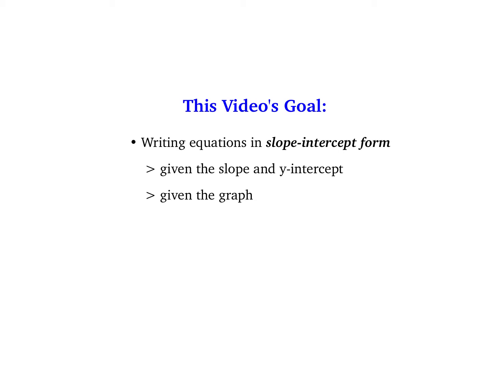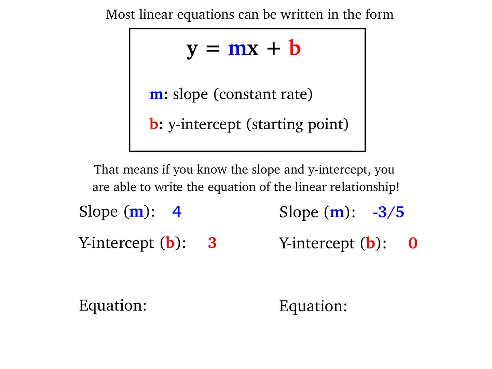In this video, we're going to learn how to go backwards. So instead of starting with the equation and turning it into a graph, we're going to be starting with the graph and learning how to write the equation in slope-intercept form. The thing to remember about slope-intercept form, or y equals mx plus b, is the two numbers in your equation tell you very important facts. That coefficient of x, or the m, stands for your slope, where the constant, or the b value, stands for your y-intercept. So if you know those two values, you're able to write your equation.